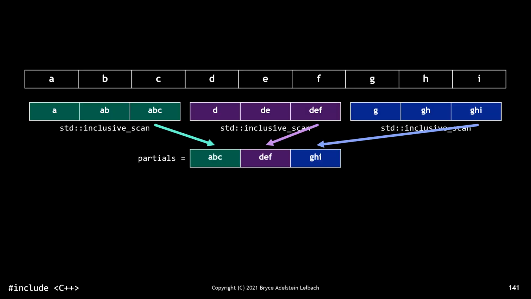Assignments to partials from different tiles may happen concurrently, but that's fine. Each tile uses a different and unique slot in partials, and no one reads from partials yet, so there's no data race here. Then, after all the tiles have completed their local inclusive scans and written to partials, we need to have one execution agent do a serial inclusive scan of partials.